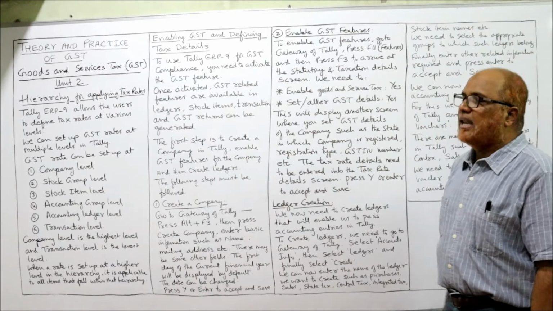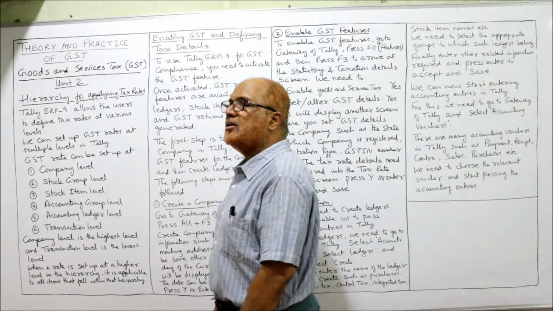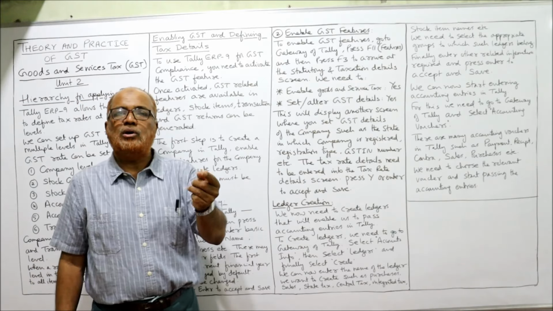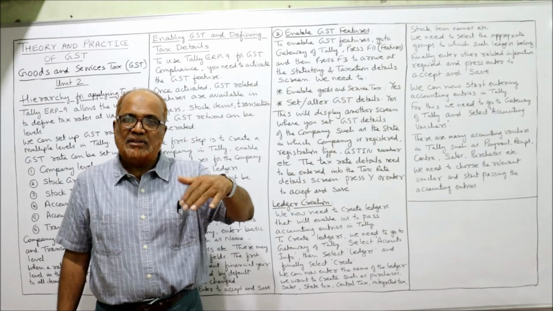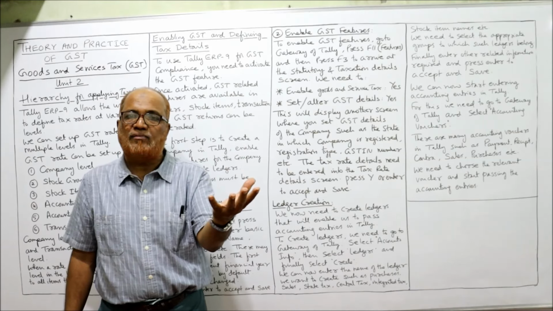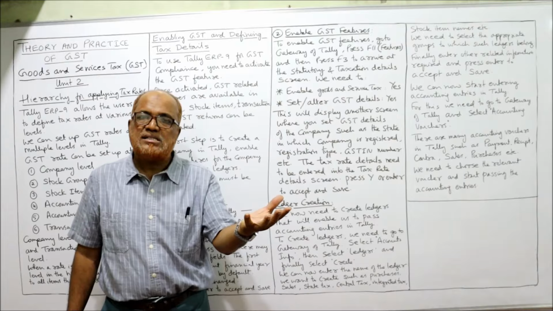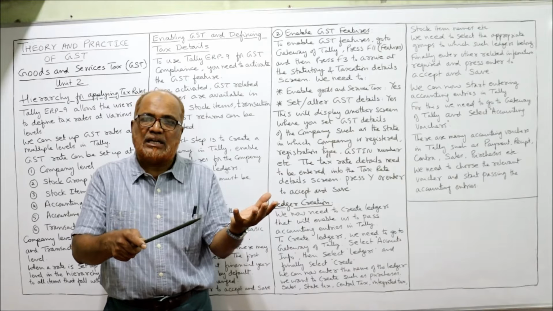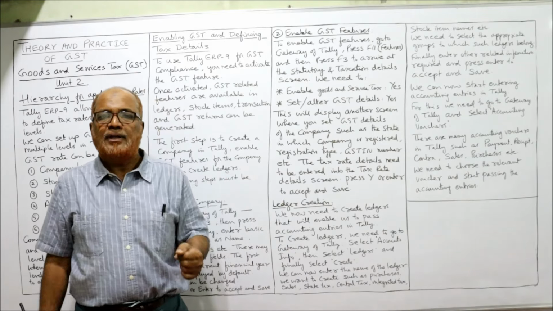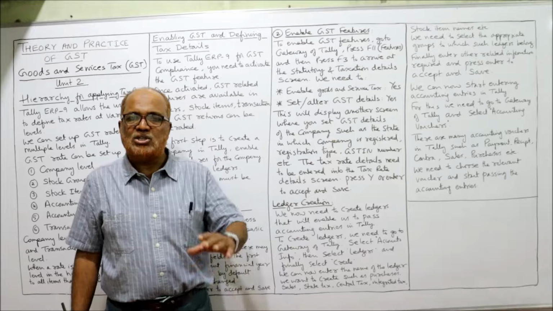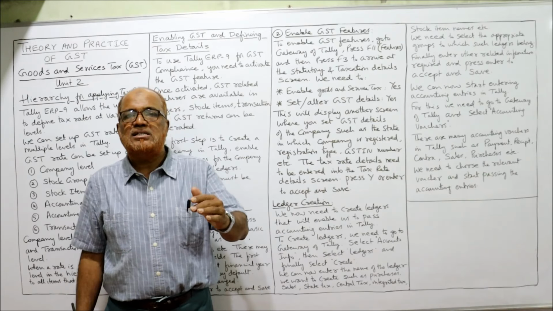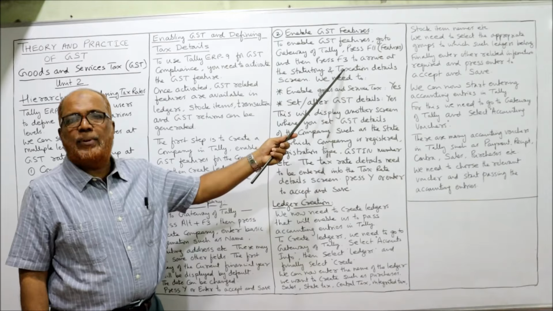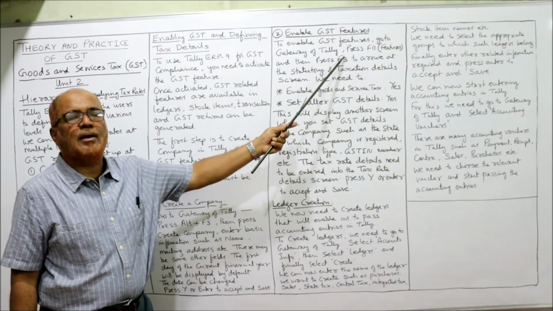Now the second step is to enable the GST feature. Just now I told you that by default the GST feature will be disabled. Now you have to enable it. By giving the different information, it will be activated and enabled. Then afterwards, when you enter the transactions, the GST calculations will be made automatically, GST reports we can get, and GST returns are generated. So how to enable the GST? The second step I am going to explain.